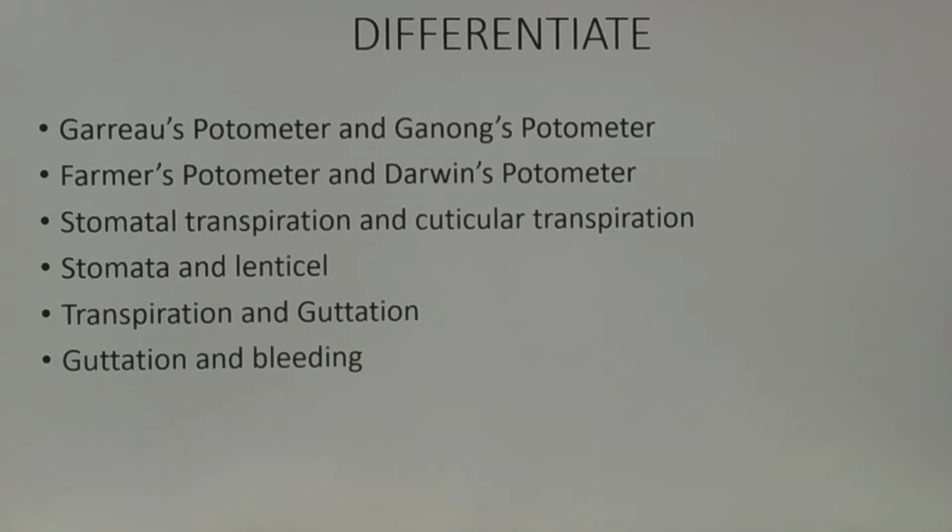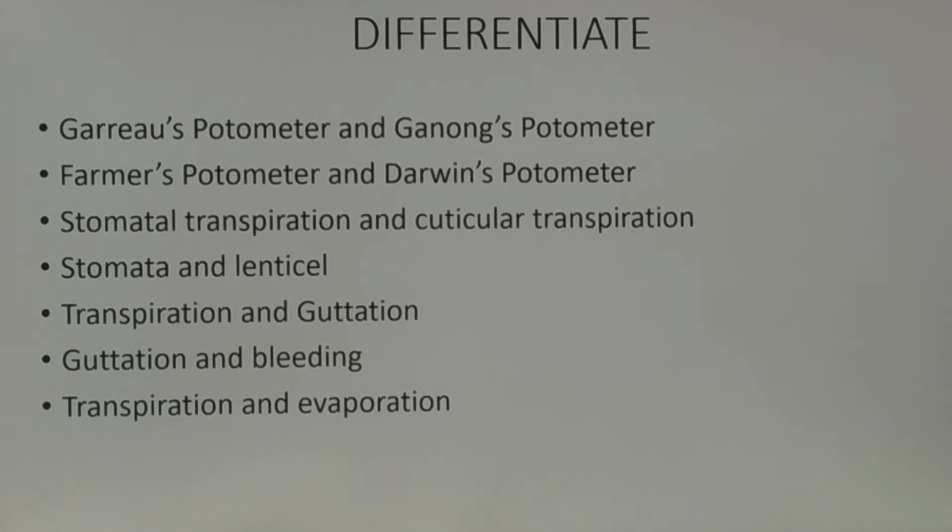Then guttation and bleeding. Guttation we have already seen. What is bleeding? Bleeding is the escape of the plant sap from the ruptured or the cut surfaces of a plant. And both guttation and bleeding, we have seen, are due to root pressure. Root pressure is the cause of both guttation and bleeding.